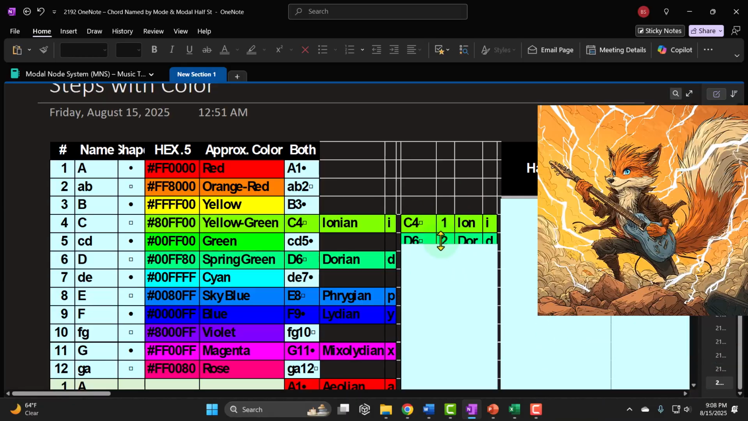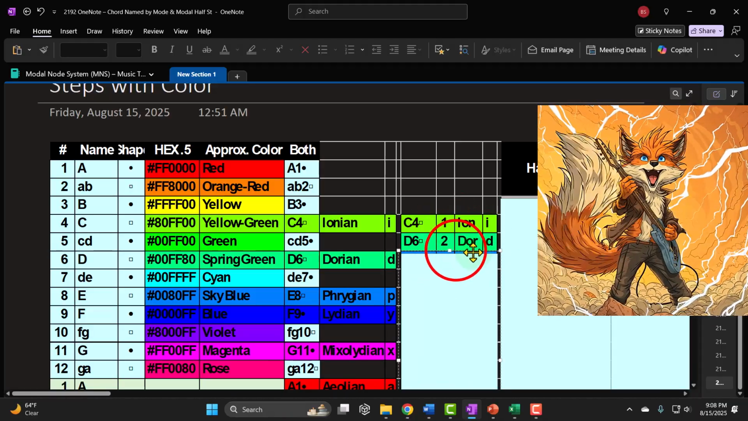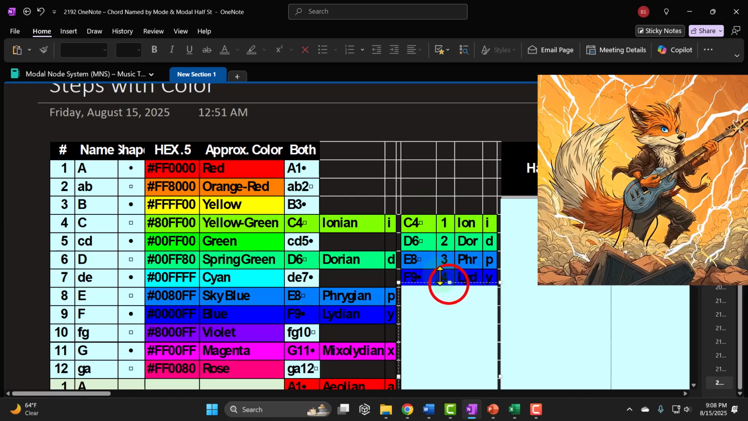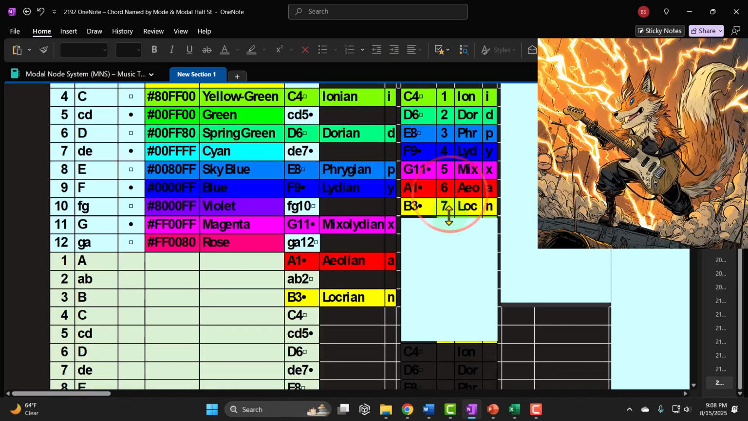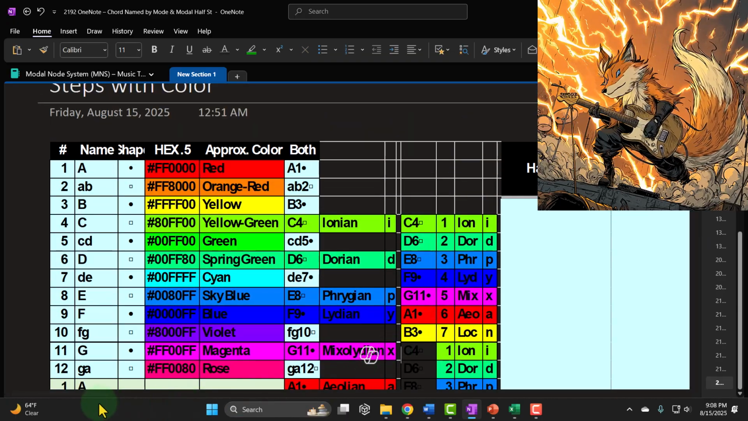So that means yellow-green is going to be the Ionian node. The Dorian is going to be the spring green, the Phrygian sky blue, the Lydian normal blue, the Mixolydian magenta, the Aeolian is red, and the Locrian is the yellow. Crazy, Locrian is the yellow.